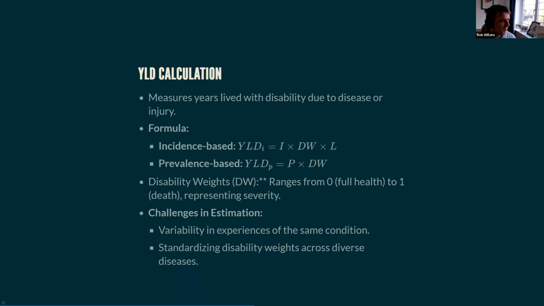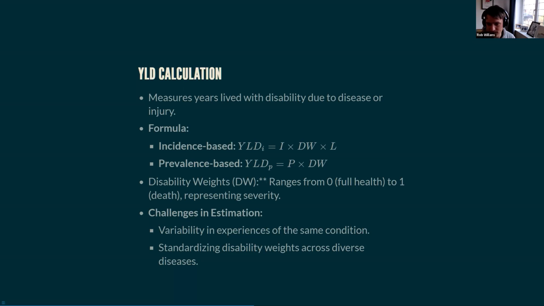The second component of the DALY is years lived with disability, or YLDs, which we're going to go on to calculate now. These measure the burden of non-fatal diseases by accounting for the disability duration and disability severity. The formula used varies depending on whether we're basing it on incidence, which is new cases, or prevalence, the total existing cases. The formula uses disability weights to quantify the severity of conditions.